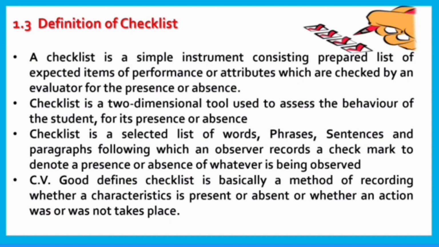In simple terms, checklist is an evaluation tool and it consists of a list of items. The evaluator or observer puts a check mark against yes or no, or presence or absence of behavior or traits or whatever is being observed.